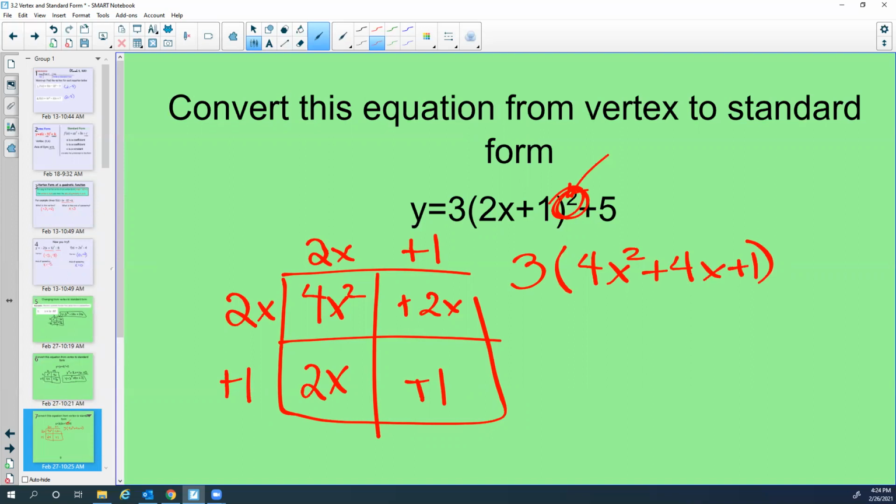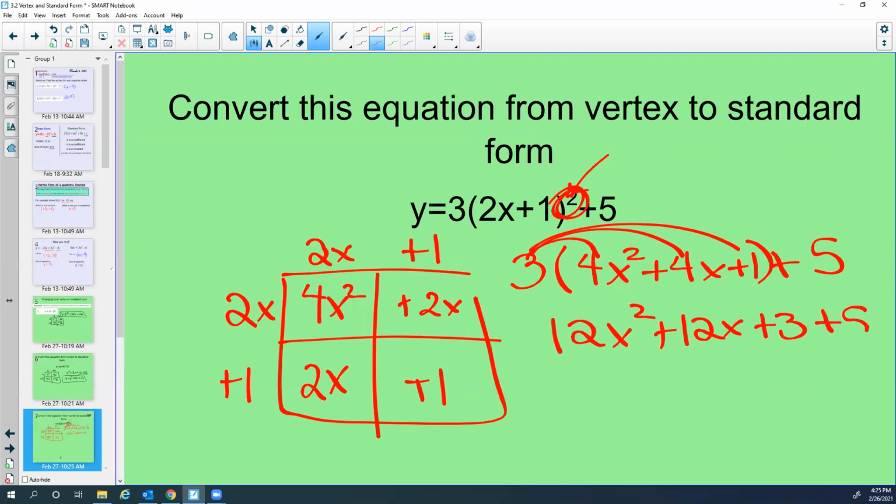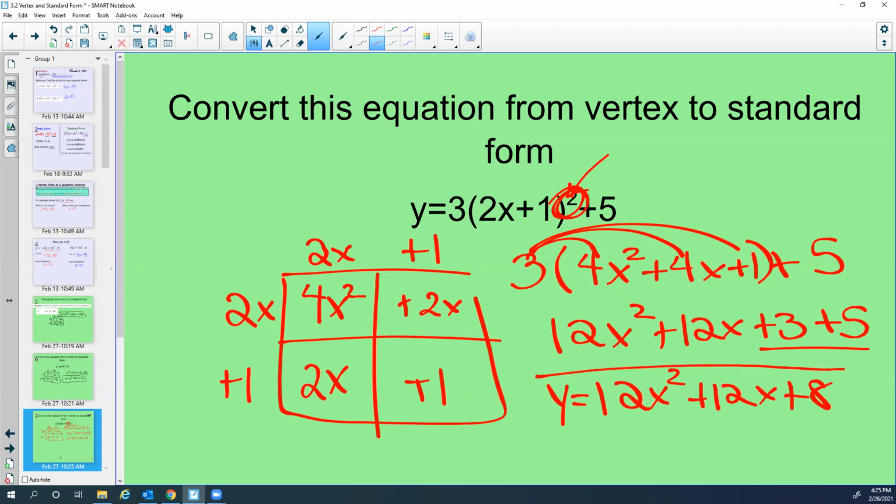Notice that I left that still in the parentheses because the 2x plus 1 squared had a coefficient. Previously, we did not have a coefficient, but this time we did. So now we have to distribute that coefficient to everything inside the parentheses. So you get 12x squared plus 12x plus 3 plus 5. Notice I didn't have the parentheses anymore because now I'm going to add 3 and 5. Y equals 12x squared plus 12x plus 8. And now I have my final answer.